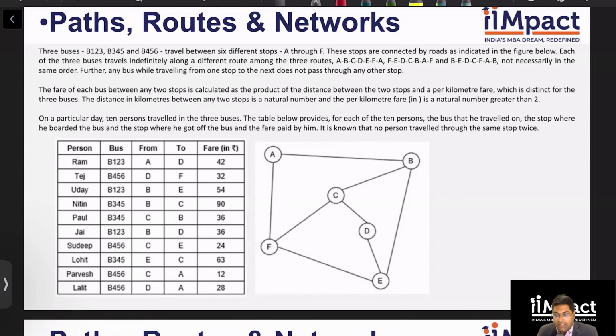Please don't forget it's 3 or more. It's not greater than or equal to 2.